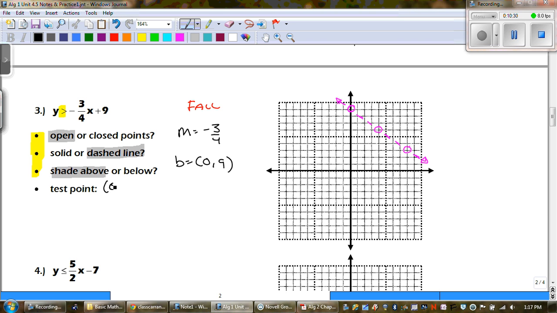Okay, our test point is (0, 0). So we're plugging in 0 is greater than negative 3 over 4 times 0 plus 9. Also on the left side we have 0 is greater than negative 3/4 times 0 is 0. 9. Is 0 greater than 9? I don't think so. Okay, so this point right here should be no. So I cannot shade below, I have to shade above.